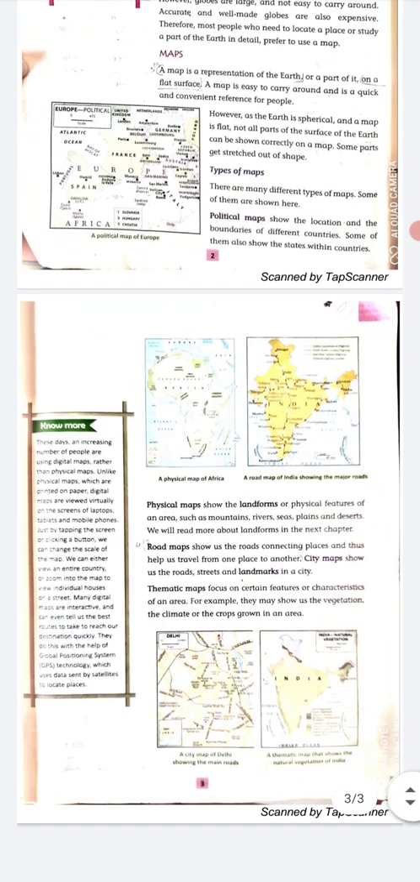By this, in the map we have many elements of a map. In the elements of a map there are 4 categories: title, orientation, symbols and keys, and scales. Okay, these 4 categories are there in the elements of a map.